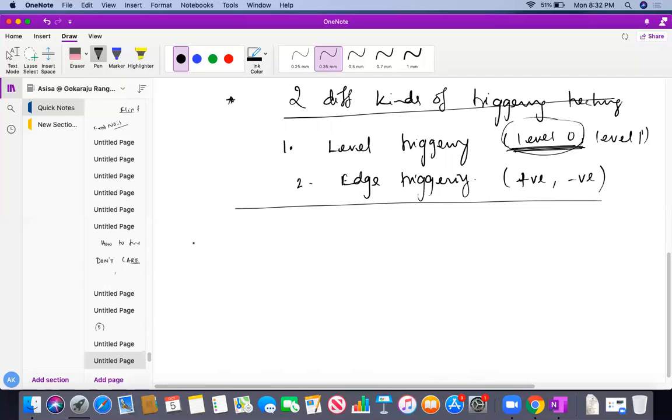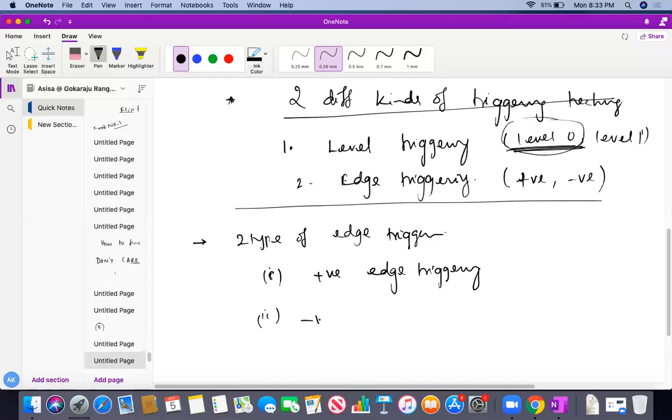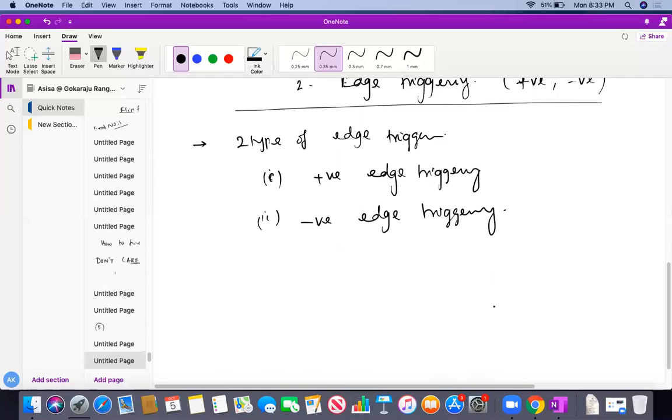Now, edge triggering is divided into 2 types. We have already seen the 2 types of edge triggering. What are those? Very simple, I have already told about it. One is positive edge triggering, and the next one is negative edge triggering. All these things we'll discuss, don't worry students.